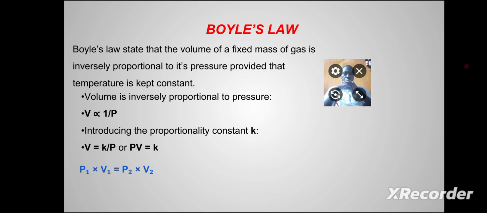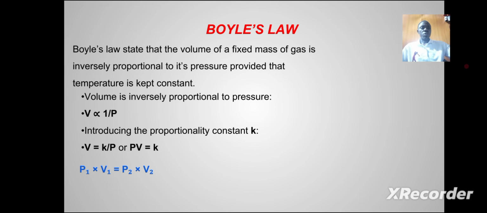Okay, so P1 times V1 is equal to P2 times V2. That's what Boyle's law is talking about. So the product of the volume and pressure is always constant.